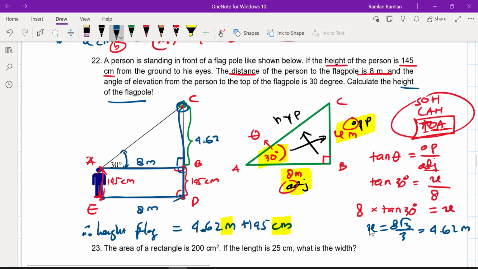So if I change this into centimeter, that'll be 462 centimeter plus 145 centimeter, and if I add those two, 462 plus 145, that'll be equal to 607. So this is going to be the height of the pole.